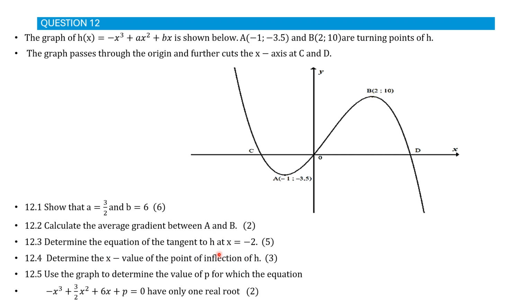Right? Determine the equation of the tangent to h at x equal minus 2. So wherever x is minus 2, somewhere we have a tangent. Determine the x value of a point of inflection for 3 marks. Then use the graph to determine the values of p for which the equation minus x cubed plus 3 over 2x squared plus 6x plus p equals 0 has only one real root. So we're going to rearrange this graph so we only have one root.